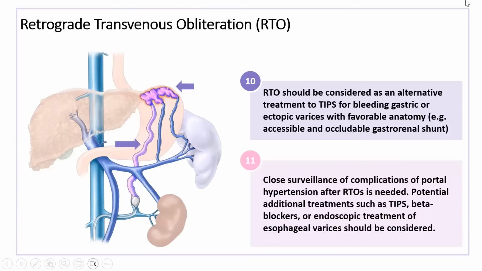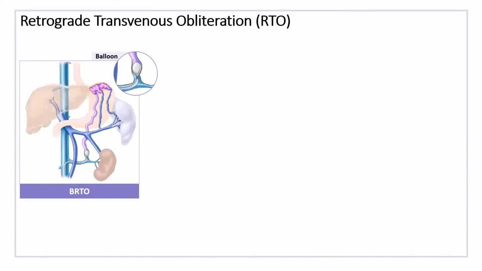And as we discussed its effects, the close surveillance of complications of portal hypertension after RTO is needed. And the patient might also need additional treatments such as TIPS, beta blockers, and endoscopic treatment of varices may also be necessary if you see varices on surveillance, close surveillance that would be done after RTOs. Now, I want to talk a little bit about the types of RTOs, and all RTOs are not the same.